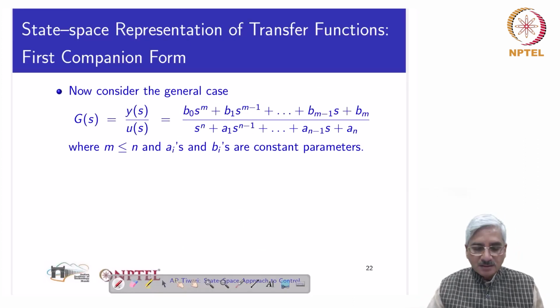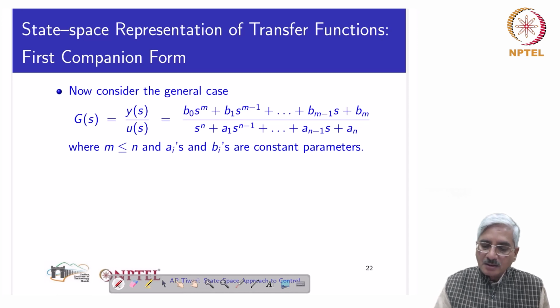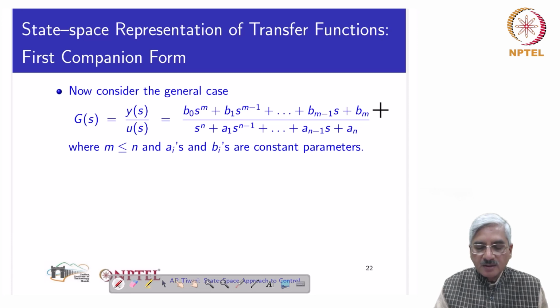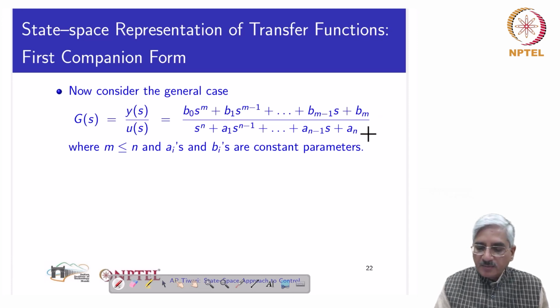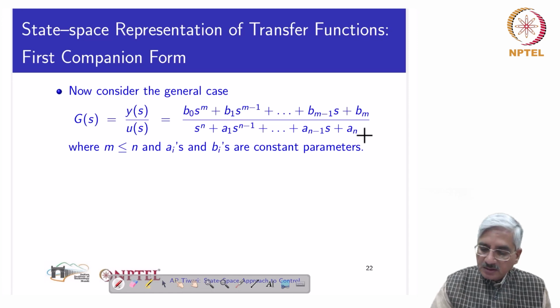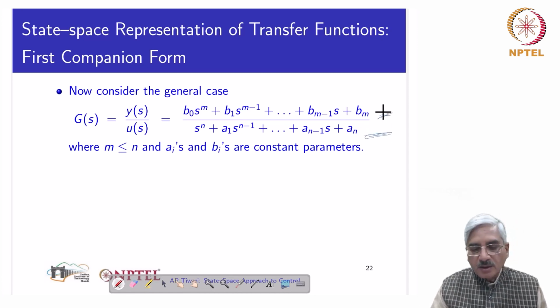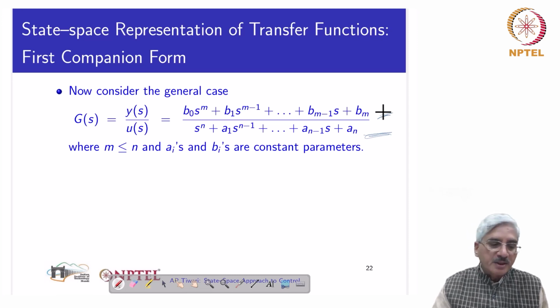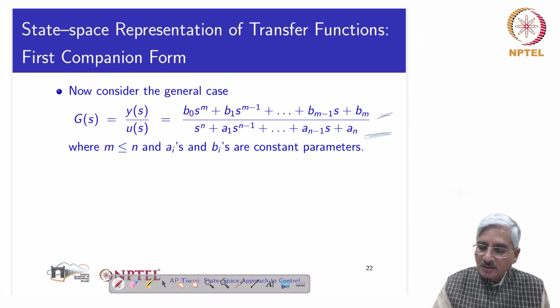Now consider the general case in which the numerator is also a polynomial in s of degree m, and the denominator, as before, is a polynomial of degree n. So this is given here, and we have to now represent this system in the first companion form. We considered the case in which the numerator was just a constant k.